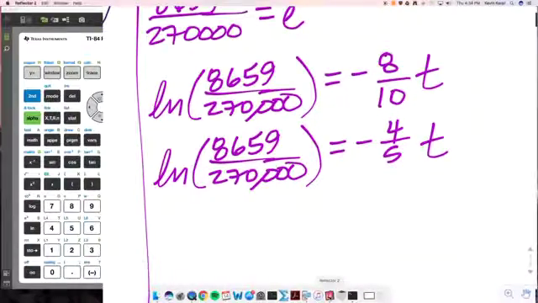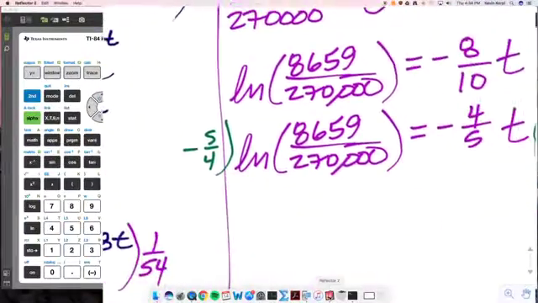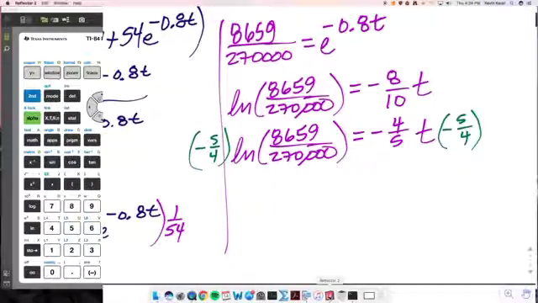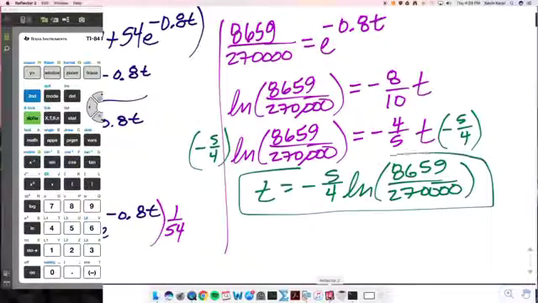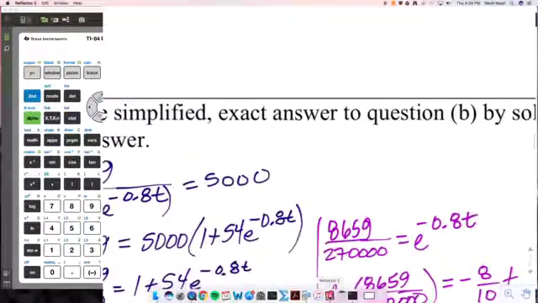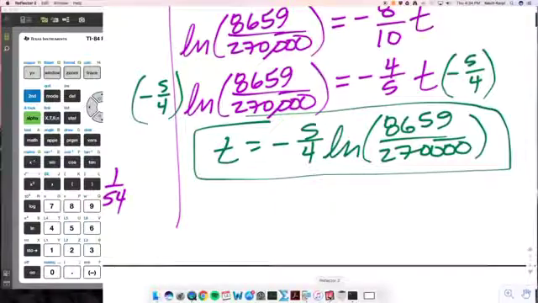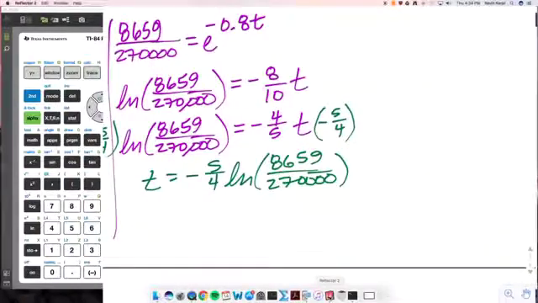So now all we got to do to solve for t is to multiply both sides by the reciprocal of negative 4/5, which is negative 5/4. I'll do it over there, and I'll sneak it in over here. And we're almost done. It divides out on the right, and you're left with t equals negative 5 over 4 times the natural log of 8,659 over 270,000. And that was the preferred answer, because you know that's exact. Anytime you're dealing with decimals, you can't be quite sure if the calculator is chopping some off or if it does terminate and it's still exact. But because it did ask for the exact answer, we know this is exact. Rational numbers is fractions. Okay, now I got to put units on there before I forget. That would be minutes.